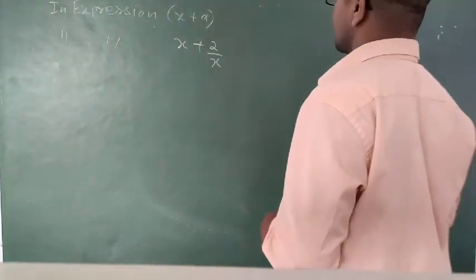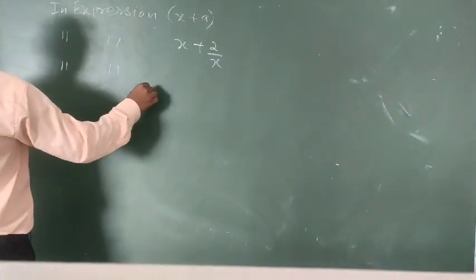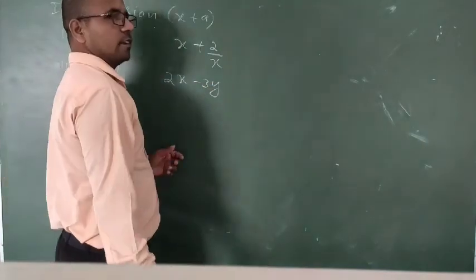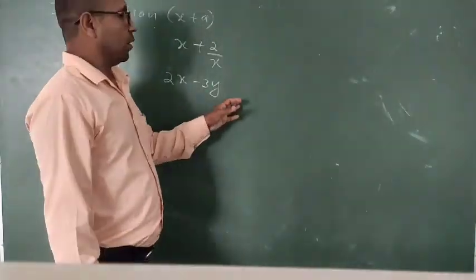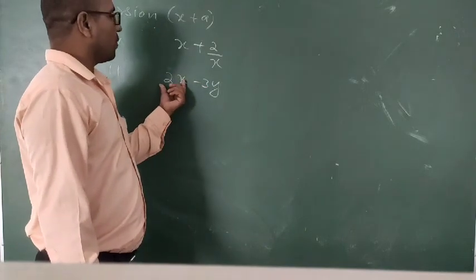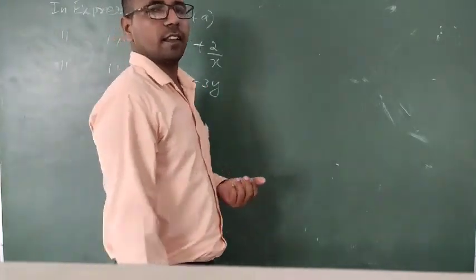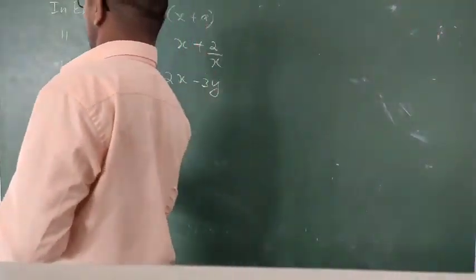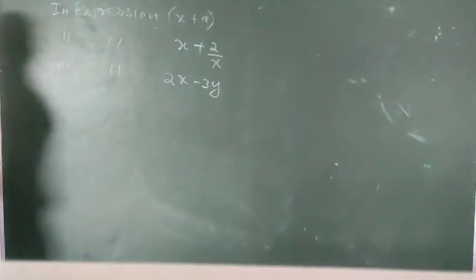So if you write an expression for the binomial theorem, 2x minus 3y is a binomial expression. So 2x is one term and minus 3y is the second term. Clear students?